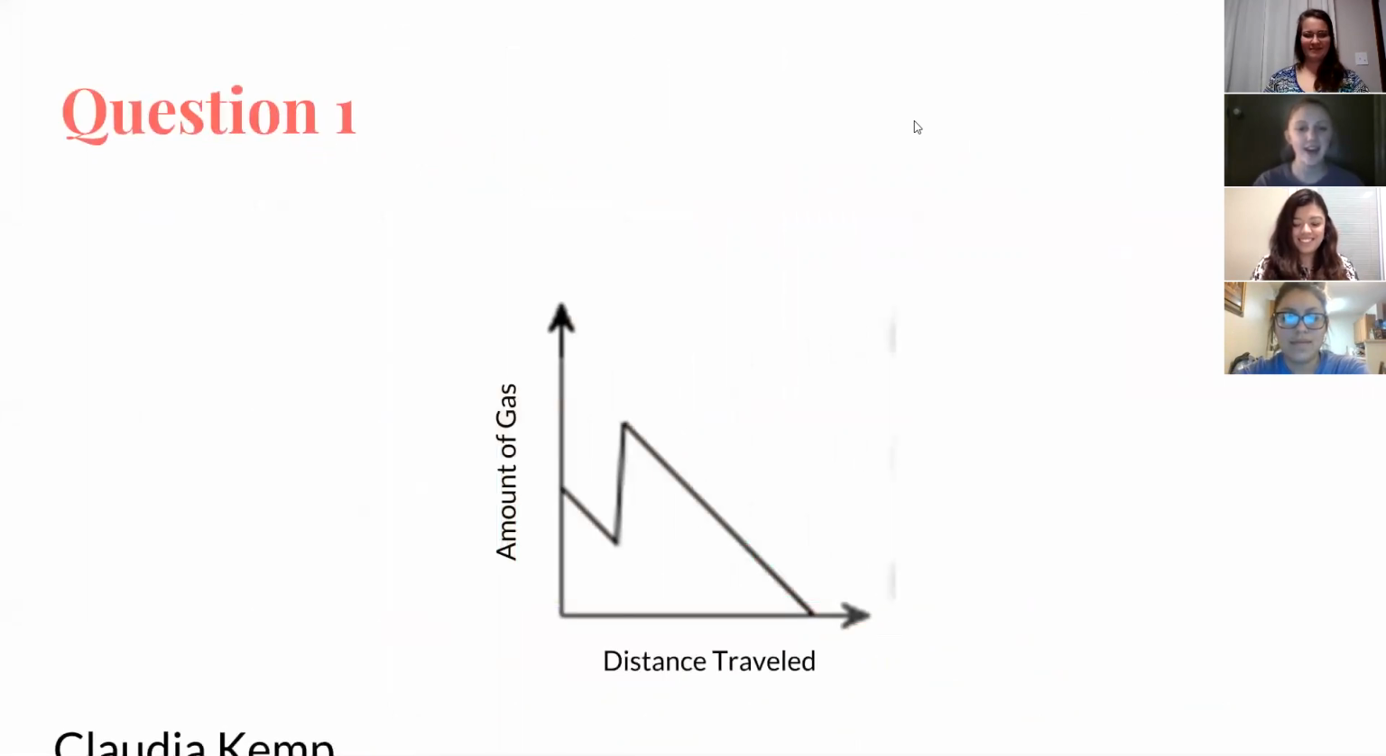Here we have the graph that shows the function of a man's gas tank as he fills his gas on his drive across the country. The amount of gas is represented by the y-axis and the distance traveled is represented by the x-axis. Claudia, what do you mean by the x and y-axis?